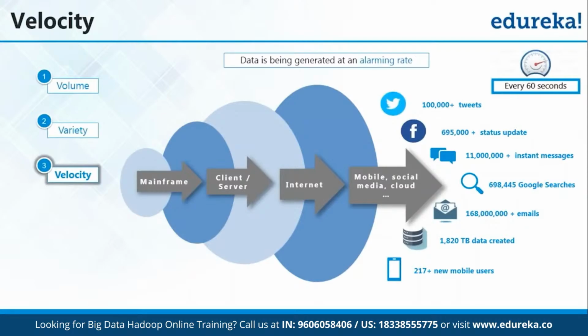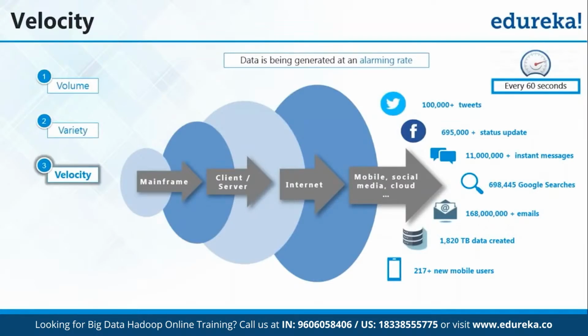So if you see the stats in front of your screen, you can see that every 60 seconds, there are more than 100,000 tweets generated on Twitter. Similarly, there are 695,000 status updates on Facebook. When you talk about messaging, there are 11 million messages generated every minute. Similarly, there are 698,445 Google searches, 168 million emails, and that equals almost 1,820 terabytes of data. And obviously the number of mobile users is also increasing every minute, and there are 217 plus new mobile users every 60 seconds.